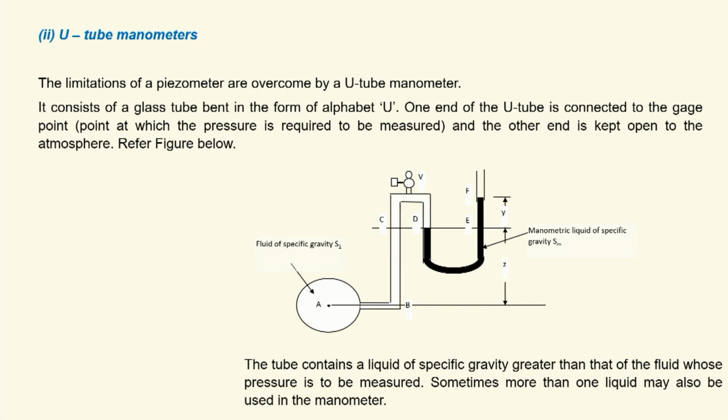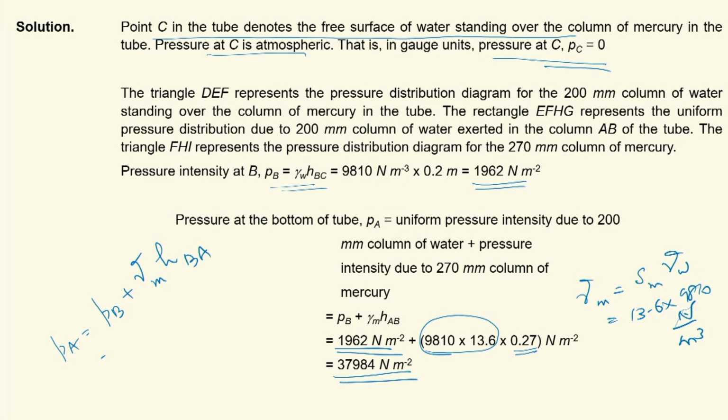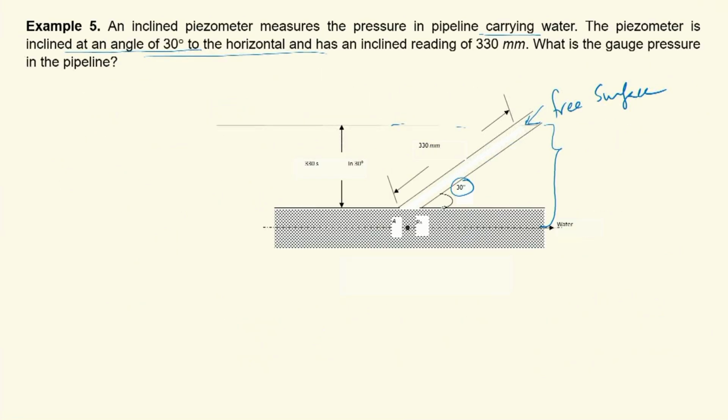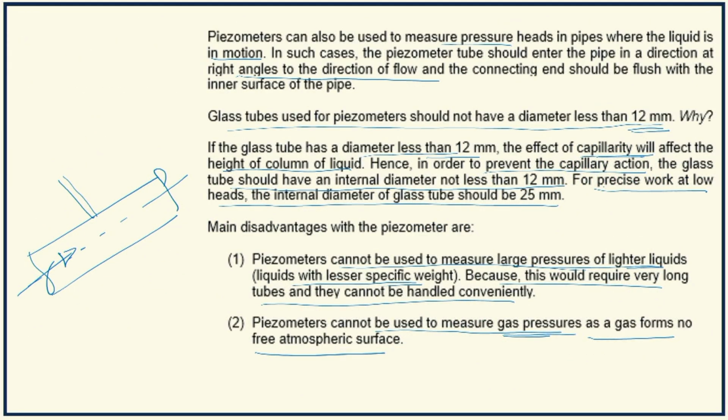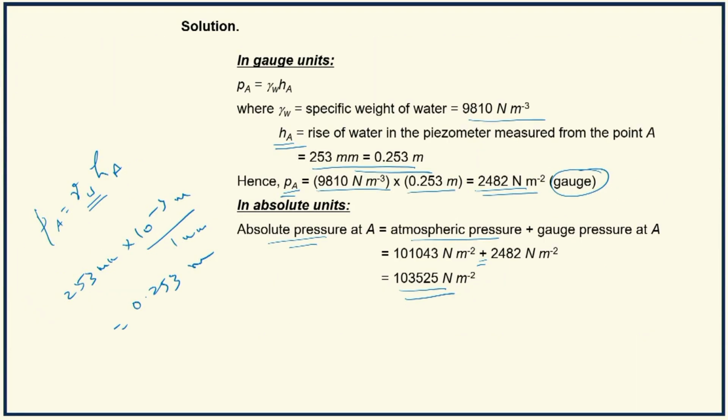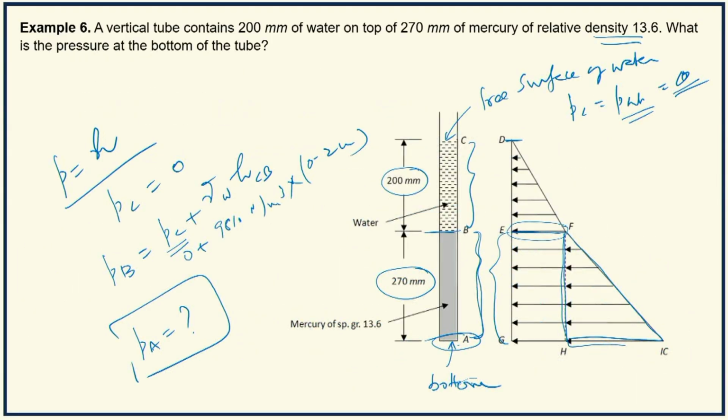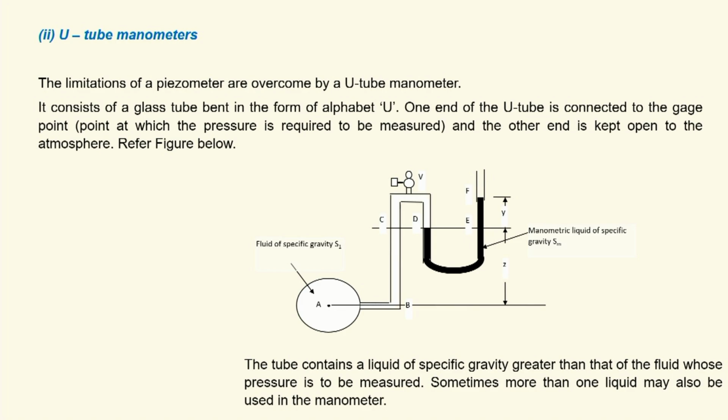Now, let us move into U-tube manometers. The next category of simple manometers is U-tube manometers. Whatever limitations you had with a piezometer, what are the limitations? We had two main disadvantages. Piezometers cannot be used to measure large pressures of lighter liquids, and piezometers cannot be used to measure gas pressures. These two main disadvantages of the piezometer are overcome by U-tube manometers.